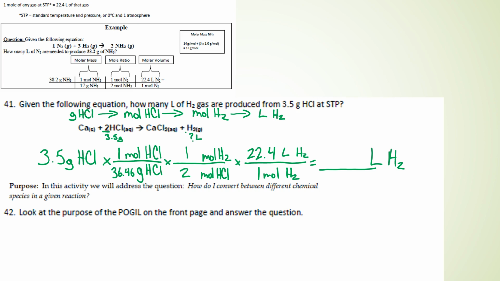How many liters of H2? All right. When we do this, we have to maintain 2 sig figs. I get 1.07, which rounds to 1.1. All right.